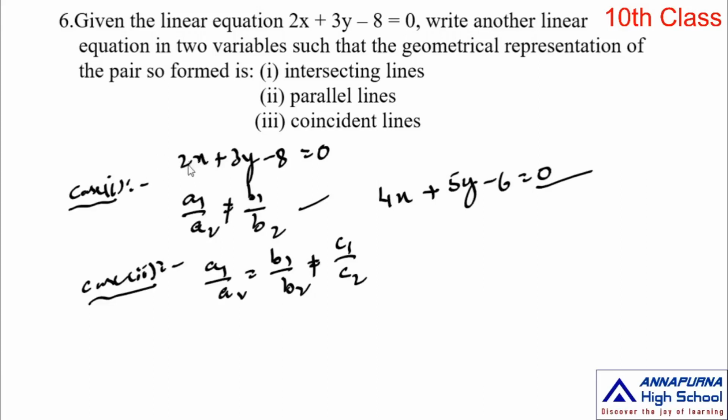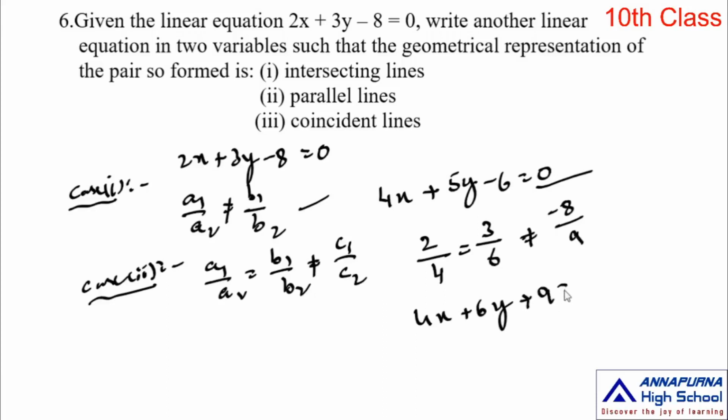Here the first equation, A1 is equal to 2, and if you take A2 as 4, B1 is equal to 3 by, so at which value of B2 are these two ratios equal? Only 6, and not equal to C1 by C2, that is minus 8 by, you can write any number, no problem, minus 8 by 9. Now the second equation is 4x plus 6y plus 9 is equal to 0. This is my example, you can write your own.